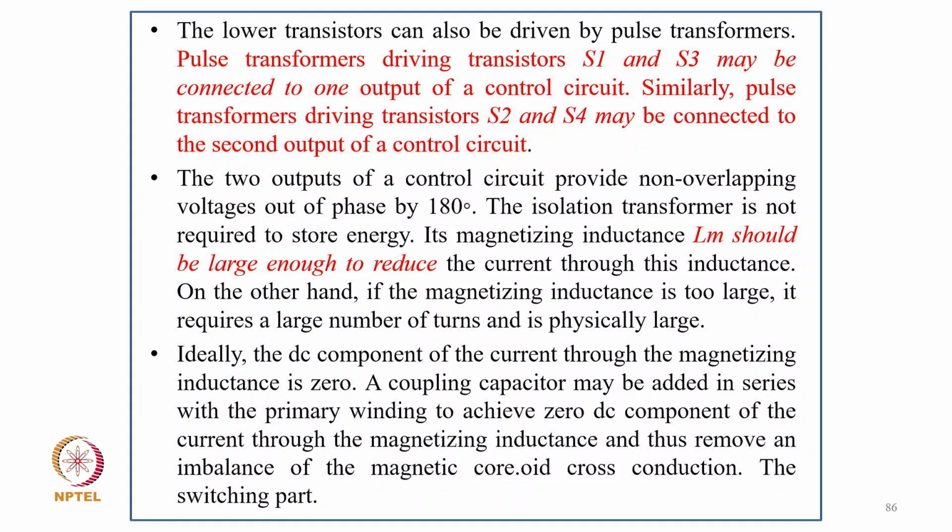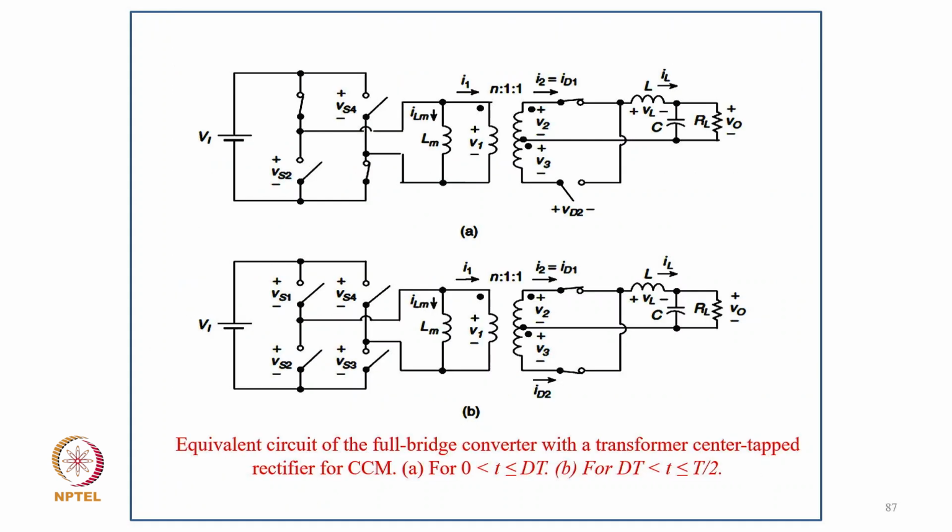The isolation transformer is not required to store energy. Its magnetizing inductance Lm should be large enough to reduce the current through this inductance. On the other hand, if the magnetizing inductance is too large, it requires a large number of turns and is physically large. So ideally, the DC component of the current through the magnetizing inductance is 0. A coupling capacitor may be added in series with the primary winding to achieve 0 DC component of the current through the magnetizing inductance and thus remove the imbalance of the magnetic core or cross conduction in the switching part.